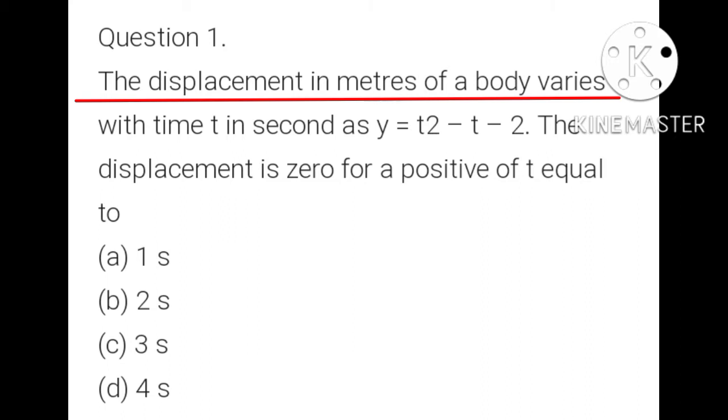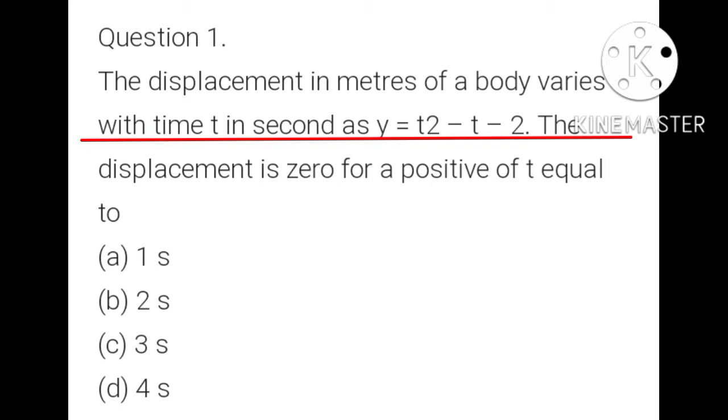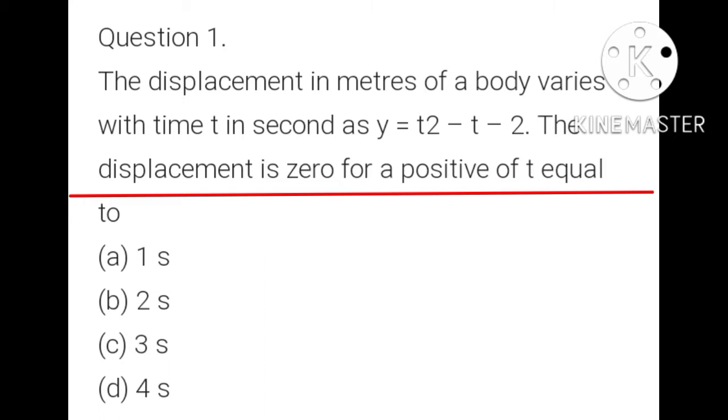Question number 1. The displacement in meter of a body varies with the time t in second as y is equal to t square minus t minus 2. Then the displacement is 0 for a positive value of t equal to.